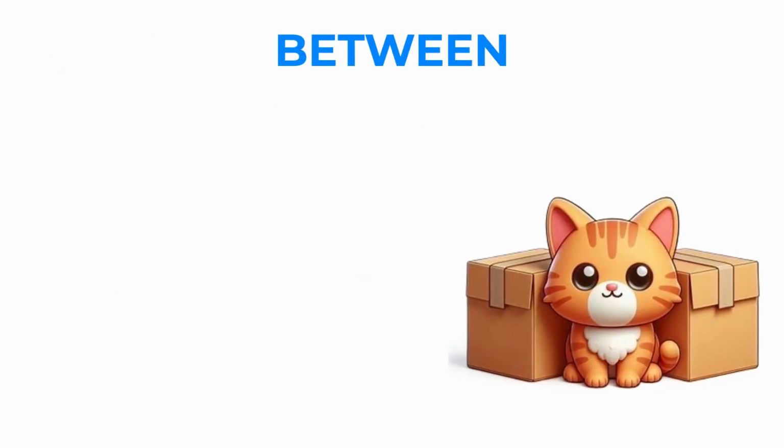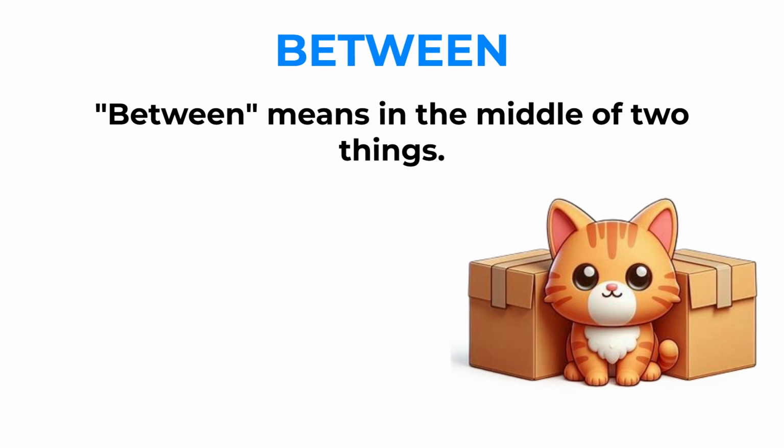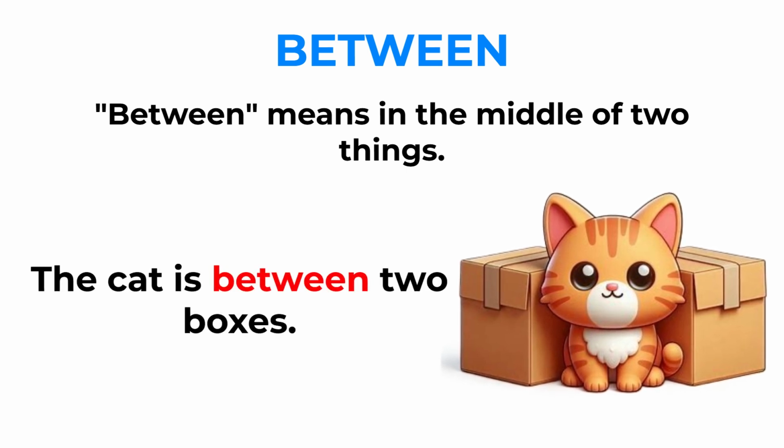Between. Between means in the middle of two things. Now there are two boxes. The cat sits between the boxes. Example sentence. The cat is between two boxes.